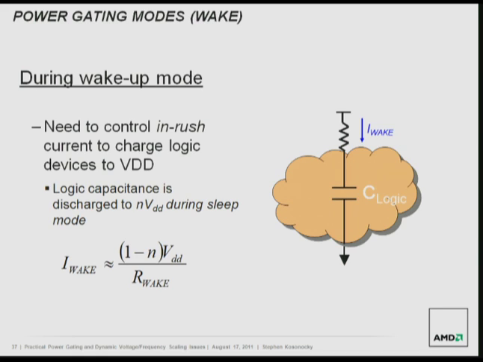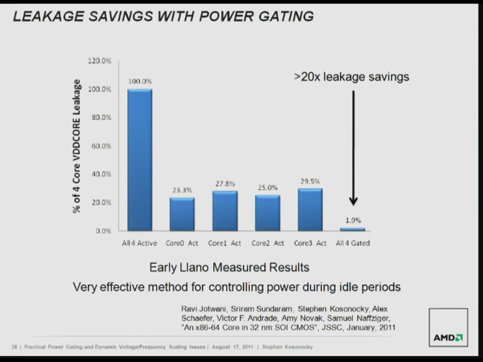If you just do a first order analysis, the peak wake current could be estimated by this simple equation here, where you're just throwing on all the devices at wake time at first, and you have to charge up that VDD across those capacitors all at once. That could be very problematic.